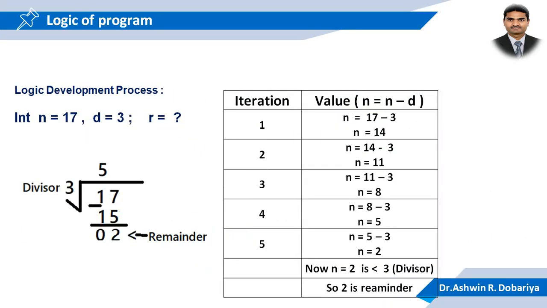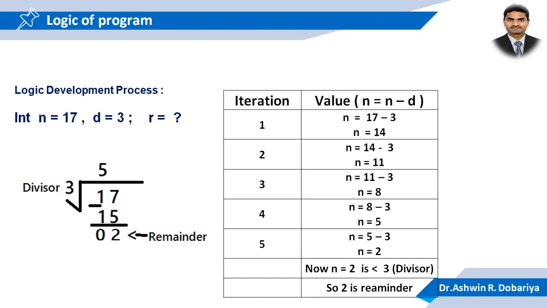Remainder means, for example, the number is 17, the divisor value is 3, and we want to find the remainder. The remainder generally comes at the end of the division operation, right? So here the number is 17 divided by 3. As per mathematics, 3 multiplied by 5 becomes 15, and 17 minus 15, the remaining value is 2 after subtraction, so that is known as the remainder.